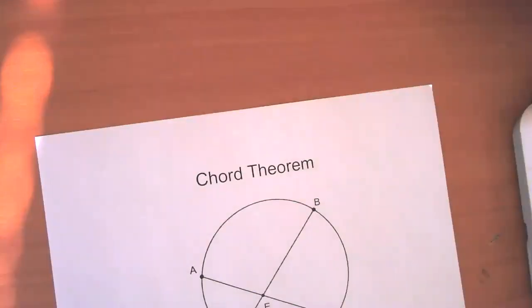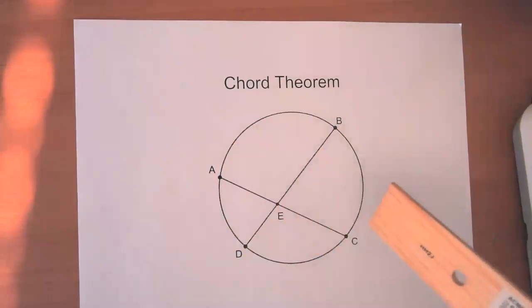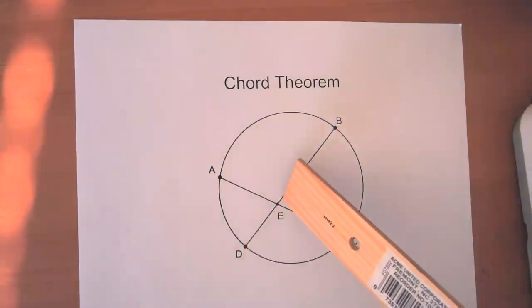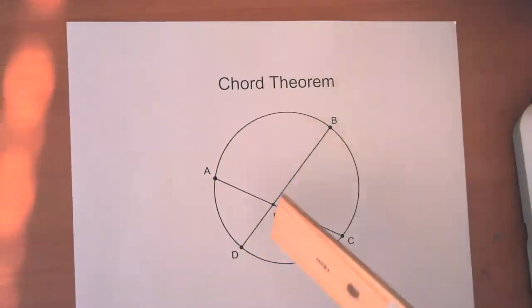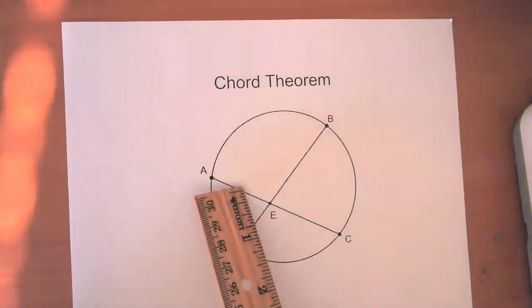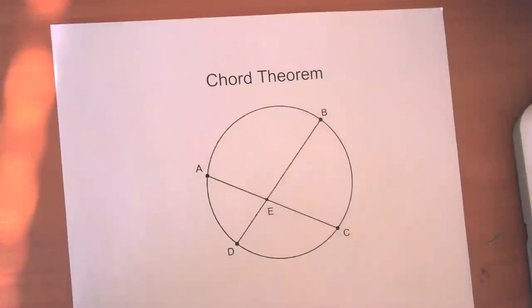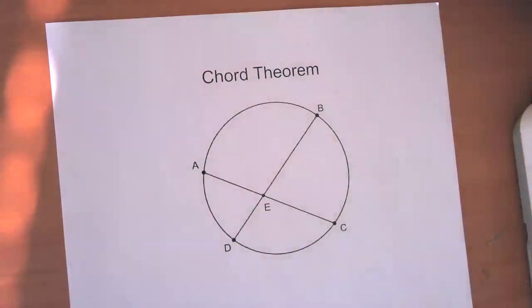Now, I asked you to investigate this situation in GeoGebra. So we've got these two chords that intersect each other. The chords AC and BD intersect each other there at E. And what we're going to have by the end of this video is a relationship between the length of these four parts of line segments.